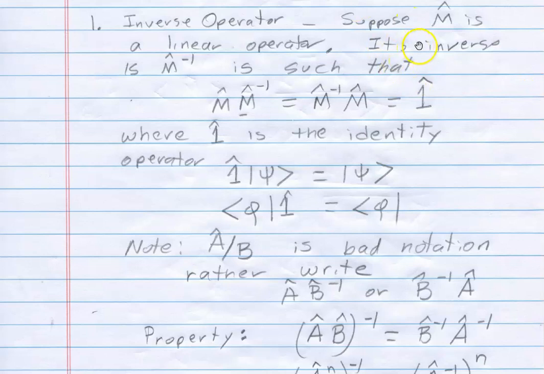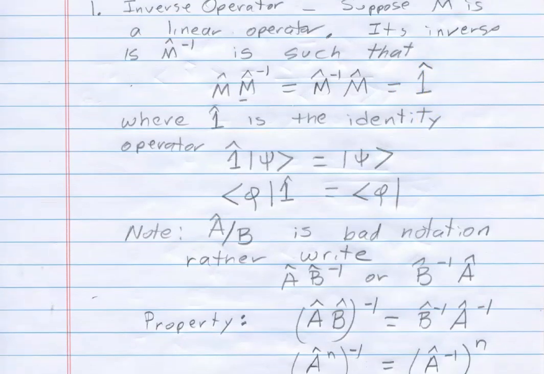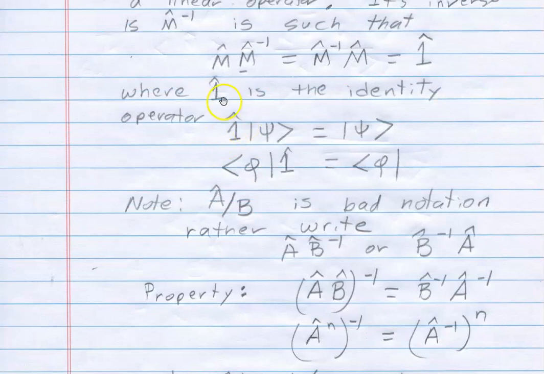The inverse operator: suppose M is a quantum mechanical operator, it's linear, and then its inverse is represented by M inverse, such that M M inverse is equal to M inverse M, and when I multiply either of these ways, I get the identity operator. So like matrices. Here, of course, the identity operator is like an identity matrix. When I operate on any state, I just get the state back again. I can operate on it from the left or from the right.